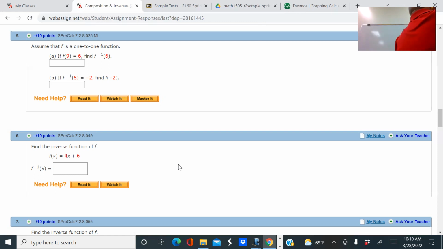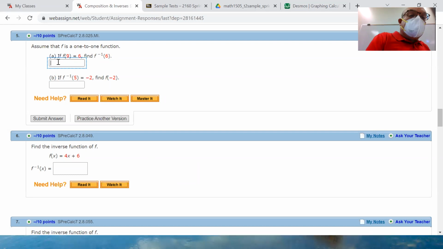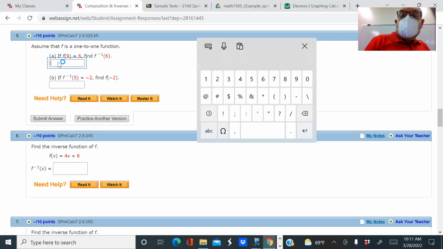So if f of 9 is equal to 6, then in the inverse function you flip the x and the y. That means f inverse of 6 must be equal to 9. Just flip the x and the y. So that answer is really easy, although at first it looks like it should be confusing.